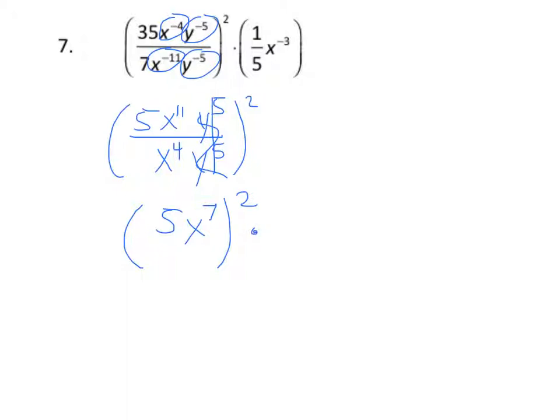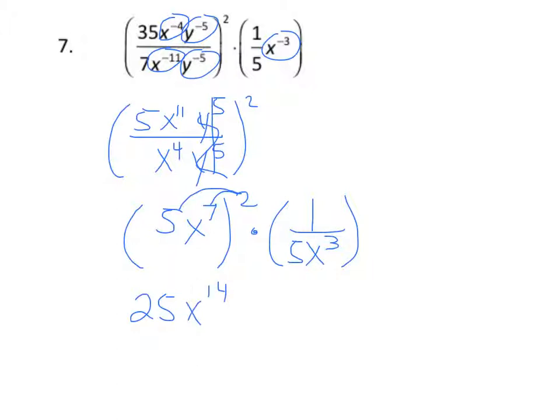Now I can simplify the inside of this second part also. 1/5 times x to the negative 3, I can move that x to the negative 3 down, and this is 1 over 5x to the positive 3. Now back to my first part, everything needs to be raised to the second power. 5 to the second power is 25. I multiply my exponents when I raise a power to another power, so I get x to the 14th. And then this is multiplied by 1 over 5x to the 3rd.